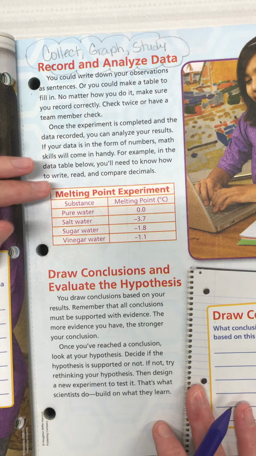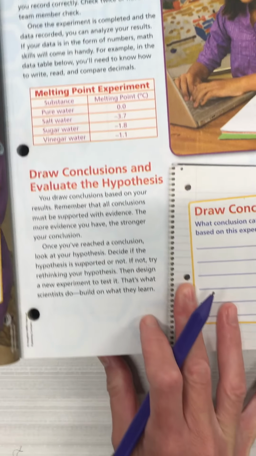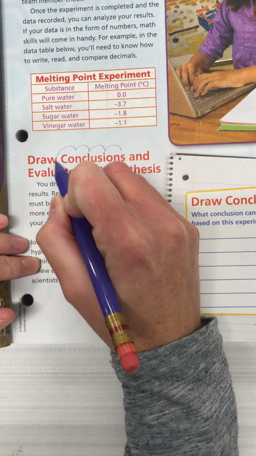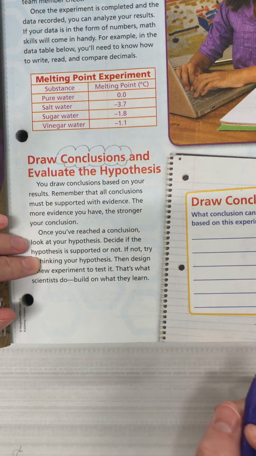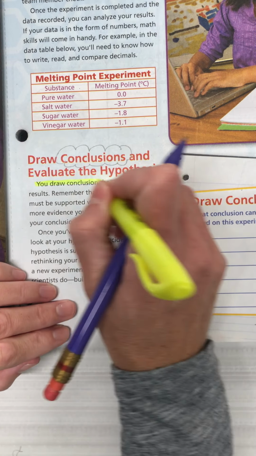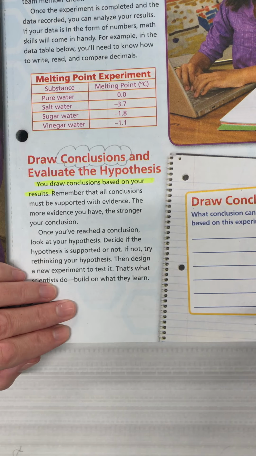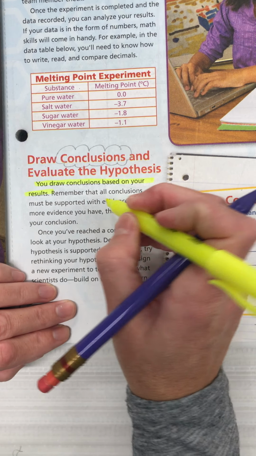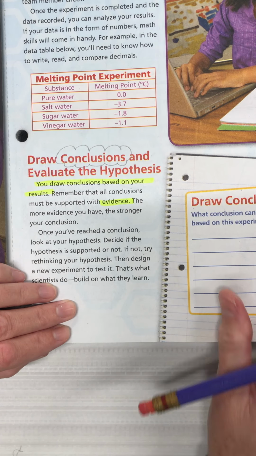Once you collect, graph, and study, as a scientist, you will come up with your conclusion, whether it's what you thought or not. And scientists make conclusions based on their results. And a big word for science: we have to use evidence.